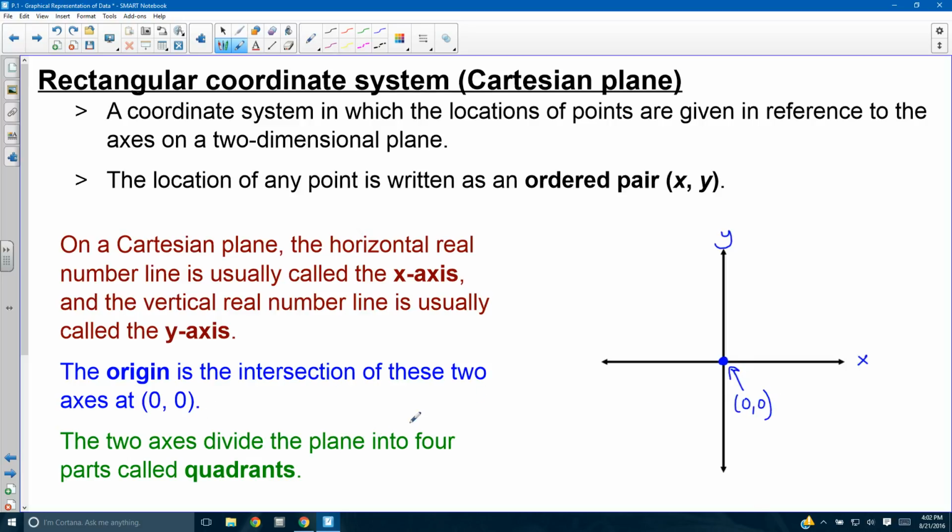The 2 axes divide the plane into 4 parts called quadrants. This is quadrant number 1 using positive x and positive y. Quadrant 2 uses negative x and positive y, and we work counterclockwise from here. Quadrant 3 is negative x and negative y, and quadrant 4, these are Roman numerals, by the way, in case you were uncertain. Quadrant 4 is positive x and negative y. If it's in between quadrants, then it's not on a quadrant, it's on an axis.